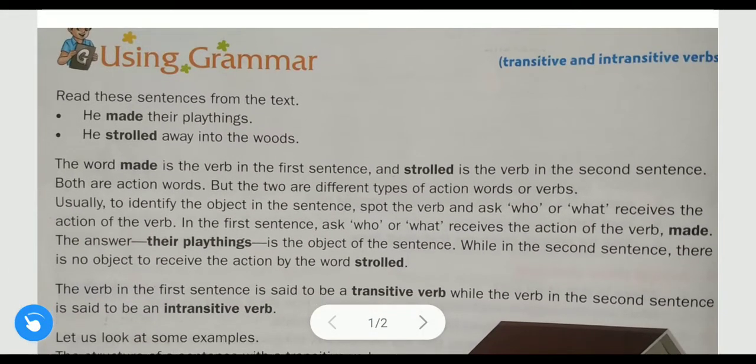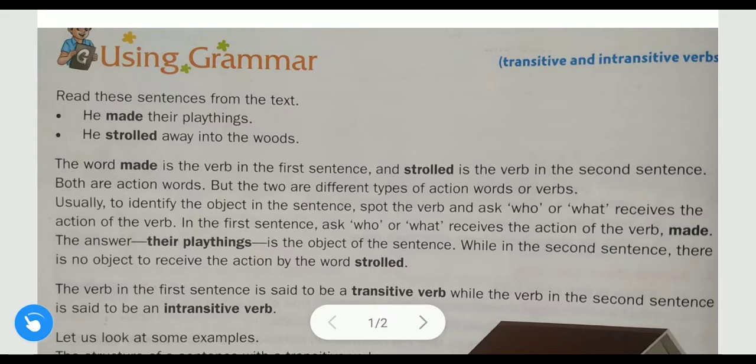In this video we will start a new grammar topic, that is transitive and intransitive verbs. In this video we are going to learn how to identify whether the verb is transitive or intransitive. Before starting this topic, you must know the basic things: what is the subject in the sentence, what is the verb in the sentence, and even what is the object in the sentence.